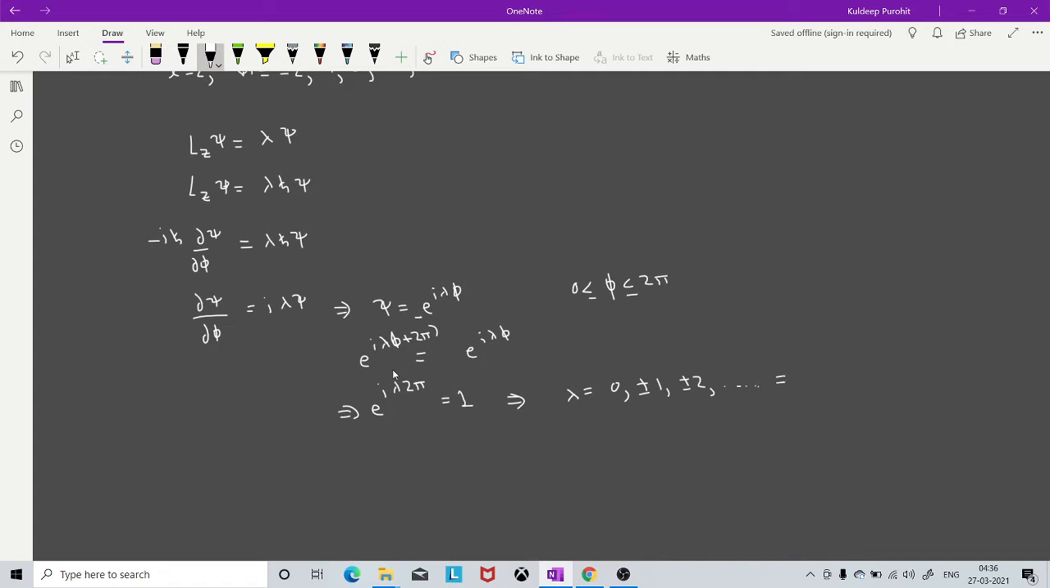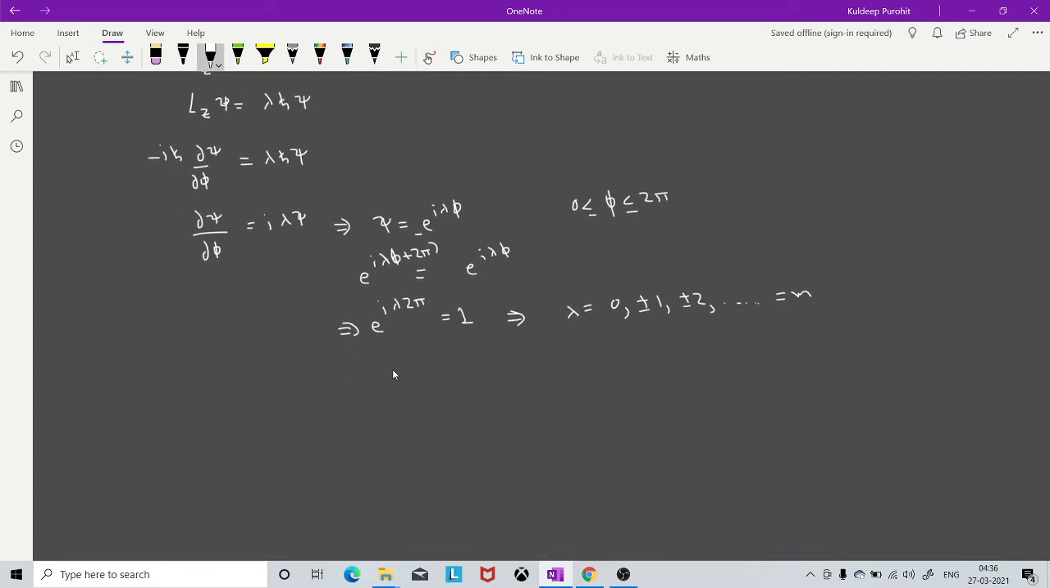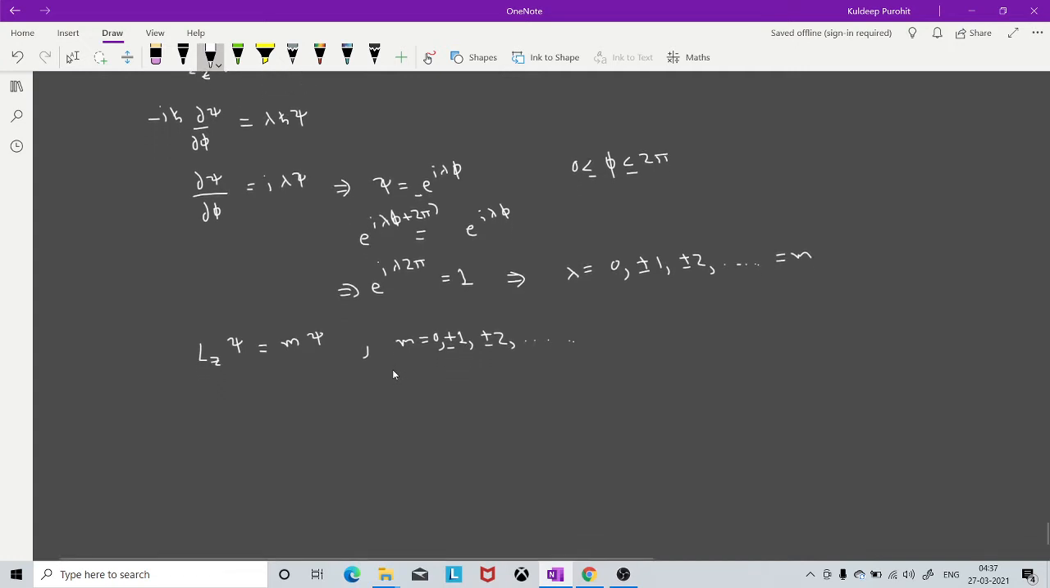So I will call this m. When Lz operates on psi, we'll be having m psi, where m is equal to 0, plus or minus 1, plus or minus 2, and all those values. So these are the eigenvalues of the Lz operator, and these values are m.